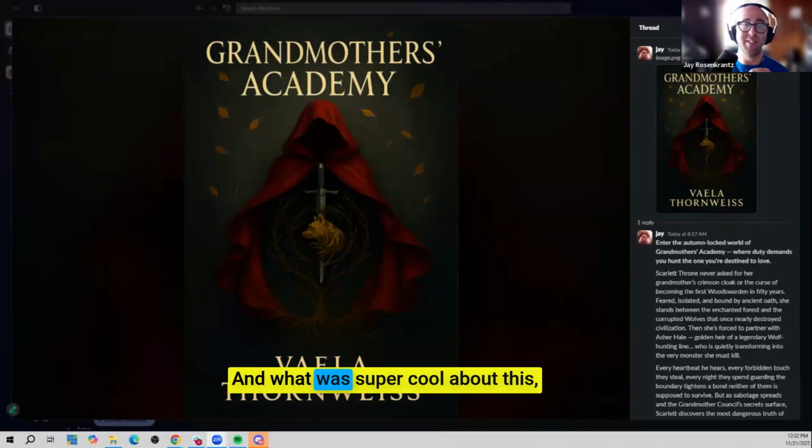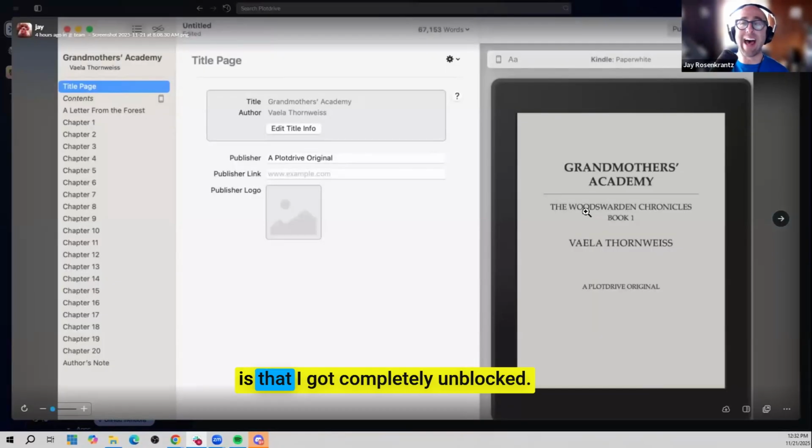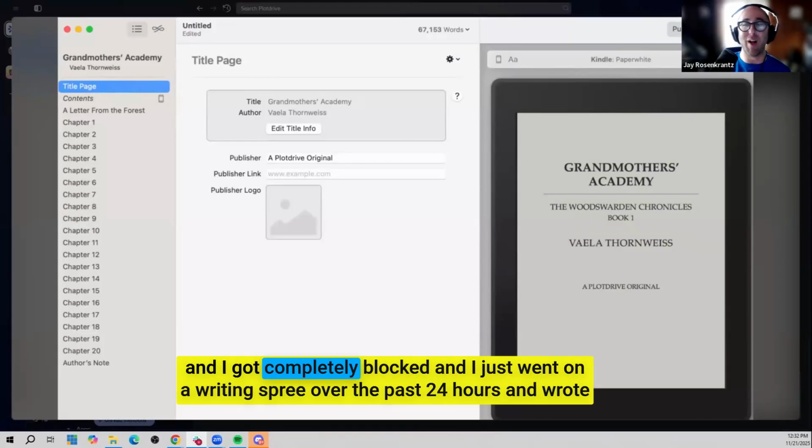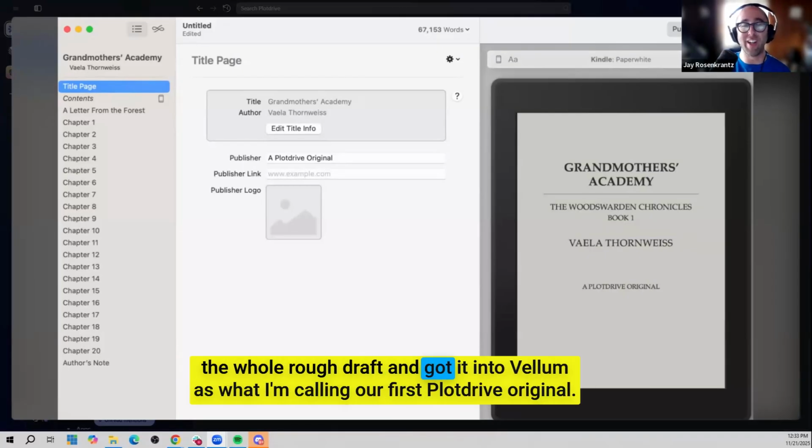What was super cool about this is that I got completely unblocked. I had developed a full outline by the end of yesterday, the whole world in a full outline. And I got completely unblocked and went on a writing spree over the past 24 hours and wrote the whole rough draft and got it into Vellum as what I'm calling our first Plotdrive original.